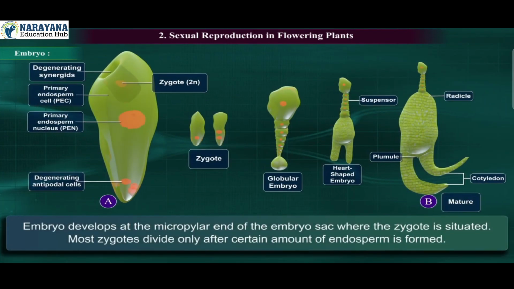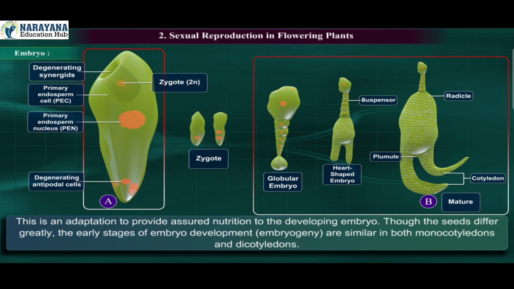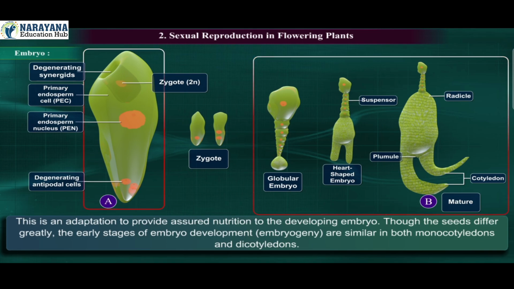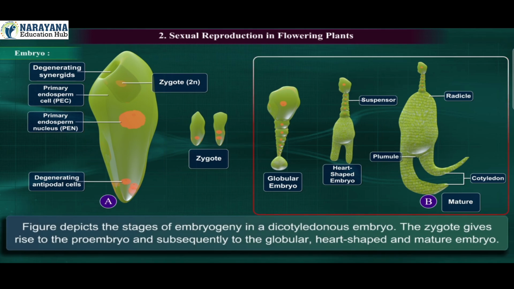Embryo. Embryo develops at the micropylar end of the embryo sac where the zygote is situated. Most zygotes divide only after a certain amount of endosperm is formed. This is an adaptation to provide assured nutrition to the developing embryo. Though the seeds differ greatly, the early stages of embryo development, that is, embryogeny, are similar in both monocotyledons and dicotyledons. Figure depicts the stages of embryogeny in a dicotyledonous embryo.